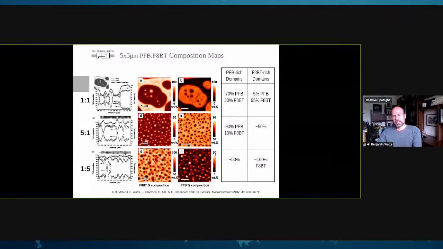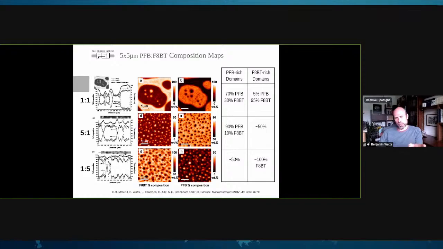And so here we see percentage composition and also thickness maps. So through the trace, we can see that the thickness varies. So we have here a strong PFB rich domain and then an F8BT rich continuous phase. And we see from the cut through that the PFB rich phase is thinner. So we can see there's a correlation between those. And this comes from an artifact of the spin coating method used to produce them.